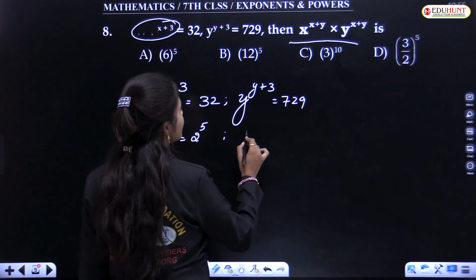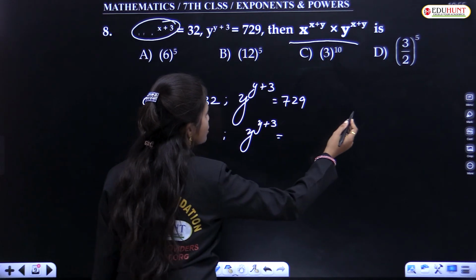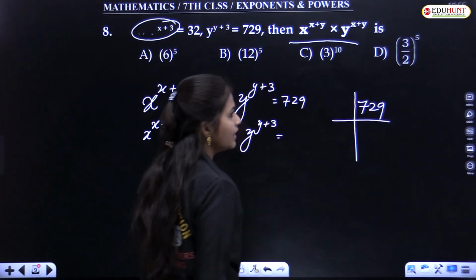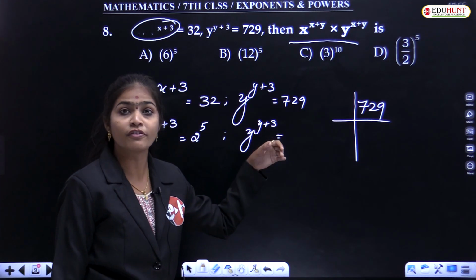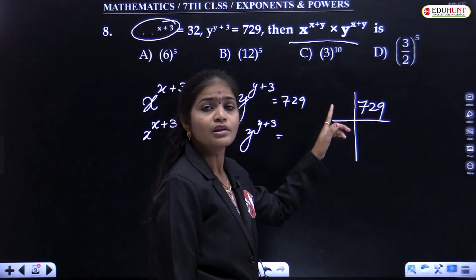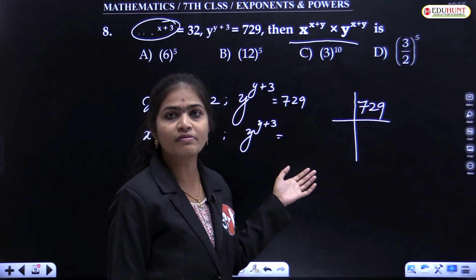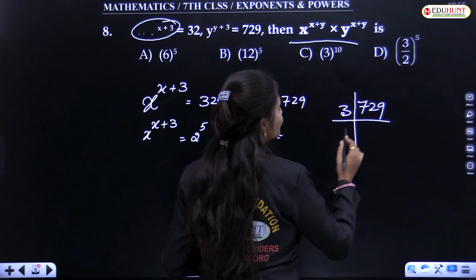Now this one we can write as y power y plus 3 is equals to 729. If you don't know how to write 729 in its exponential form, then you have to go for the prime factorization method. So this one we will write as powers of 3 only. So how much will you get?